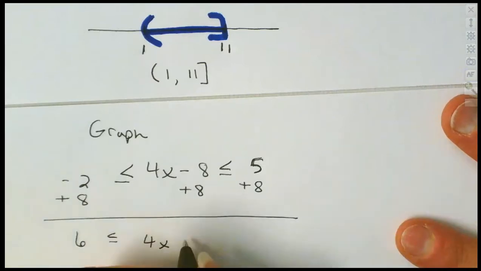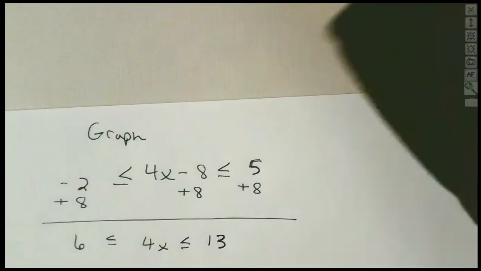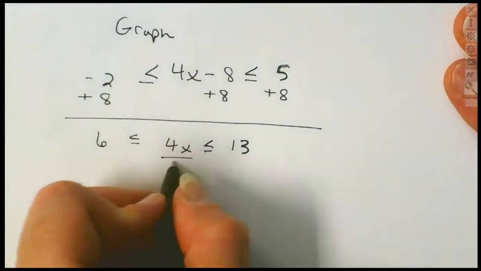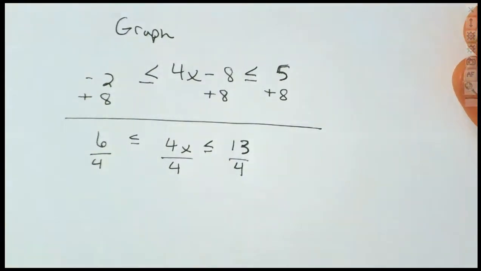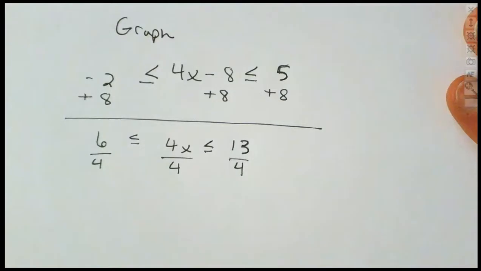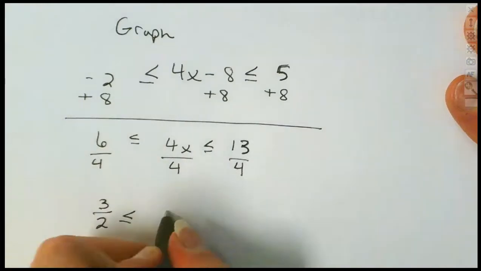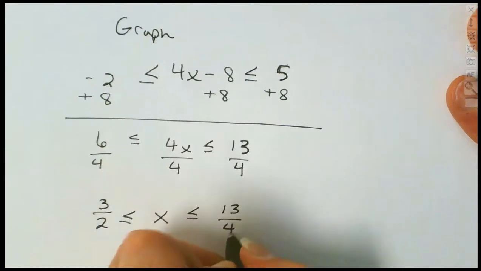4x is in the middle. And 8 and 5 makes it then 13. We need to get rid of the 4 in front of the x in the middle. So we're going to divide by 4. And we need to reduce it down if we can. So reduce down each piece if you can. So 6 over 4. Well, those both have a 2 in common. So that's going to be 3 over 2. The 4's cancel. That leaves you with an x in the middle. And 13 over 4 is not going to reduce down, so it stays the same.